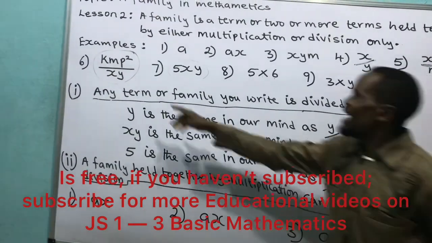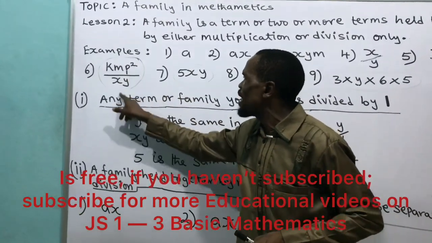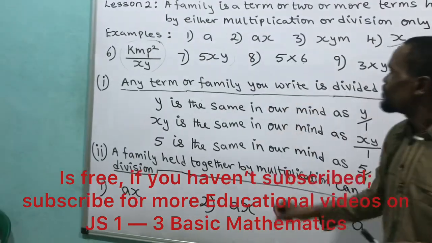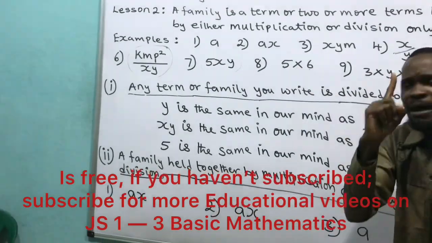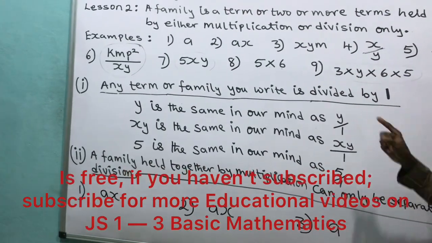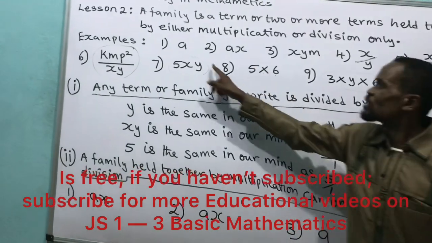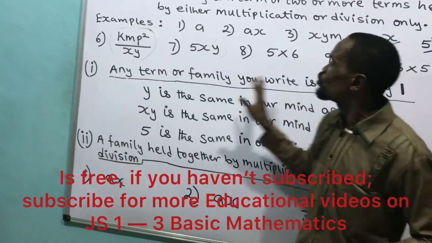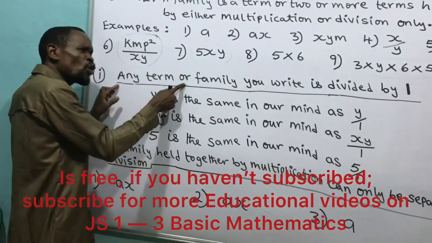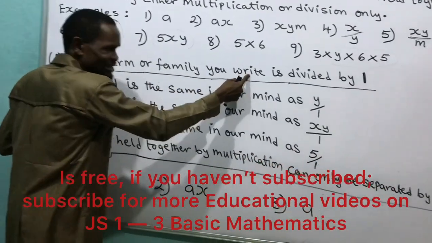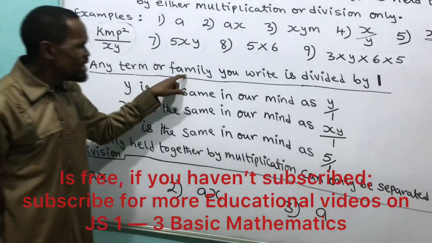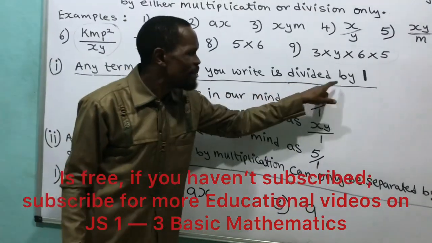It is one term. Then KM squared P squared XY is a term. And 5XY is a term. Then 5 times Y is one term. And 3 times y times 6 times 5 is one term. They are all one term. So all this family is one term. When I said a term or a family you write is divided by 1.